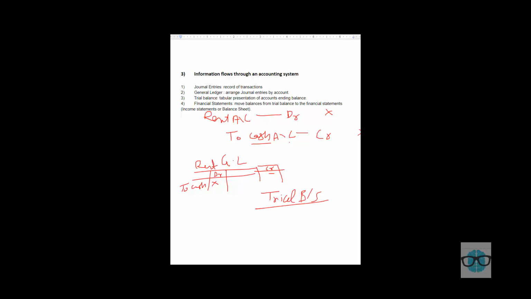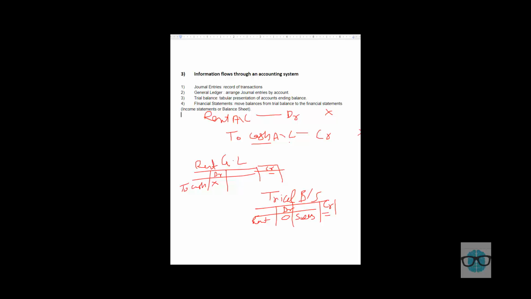A trial balance is a statement which has a listing of all the debit accounts and all the credit accounts. So you can think of rent as being shown here, and credit accounts like incomes, in this case sales, will be shown in the credit account. And in the trial balance, we reconcile our debit versus credit.